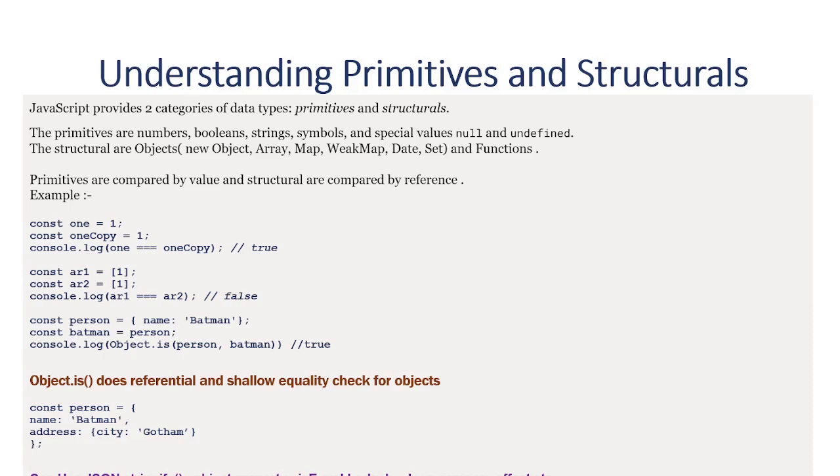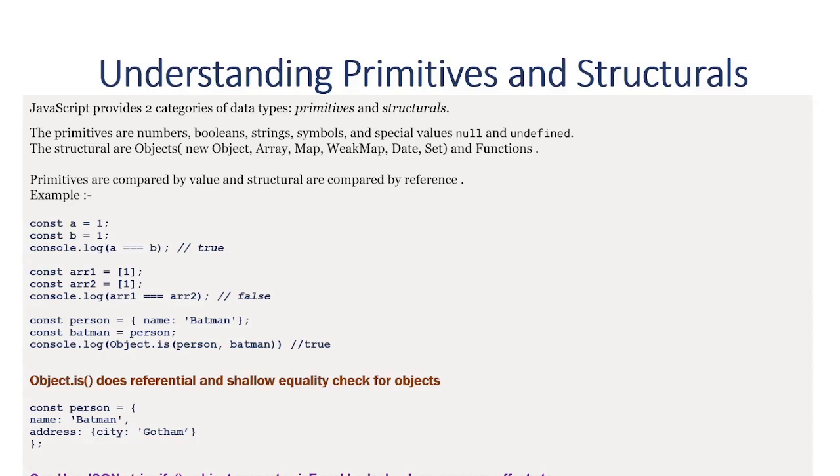Now, to understand this Object.is comparison, we have to understand primitives and structurals before that. JavaScript has two types of data types, primitives and structurals. Primitives are six in total: numbers, booleans, strings, symbols, null, and undefined. There are two types of structurals in JavaScript, objects and functions. Anything you can use the new keyword with, like object, array, map, weak map, date, or set, is considered an object in JavaScript.